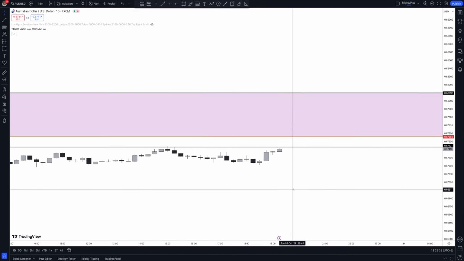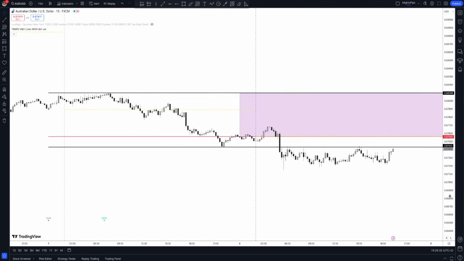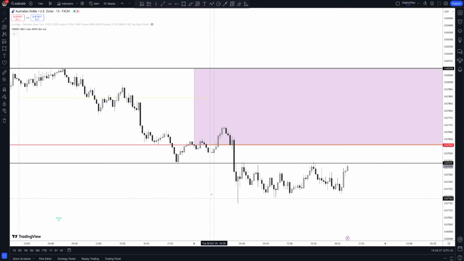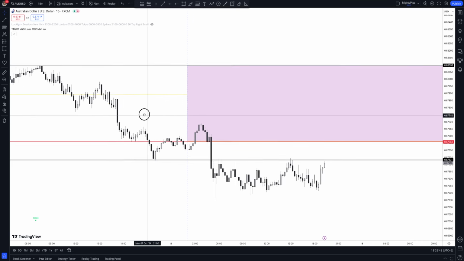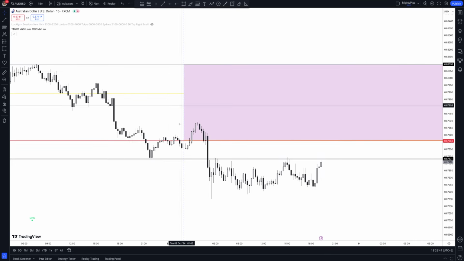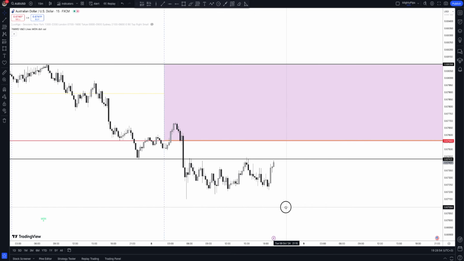Okay, so we are here on the 15 minutes chart. As you can see, this vertical dotted line is where the market closed exactly. So we'll move this purple zone to there. That is exactly where the market closed. And any candles to the right of this, within the purple zone, that is where we're going to take entries from.